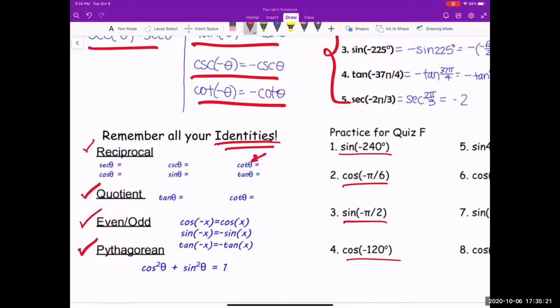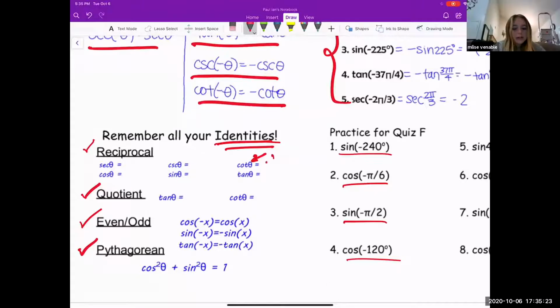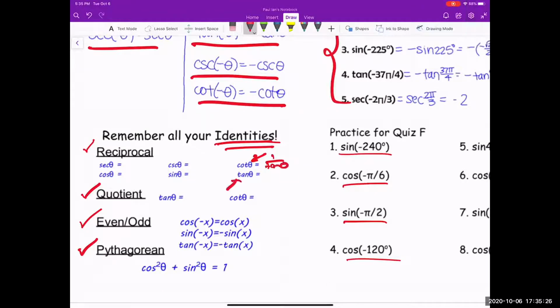Cotangent, what is that? It's 1 over tangent, right? Yeah, and then what about tangent? What is that? Would it be 1 over cotangent? Yeah, I know it's very elementary. I don't know why you have to even ask these.